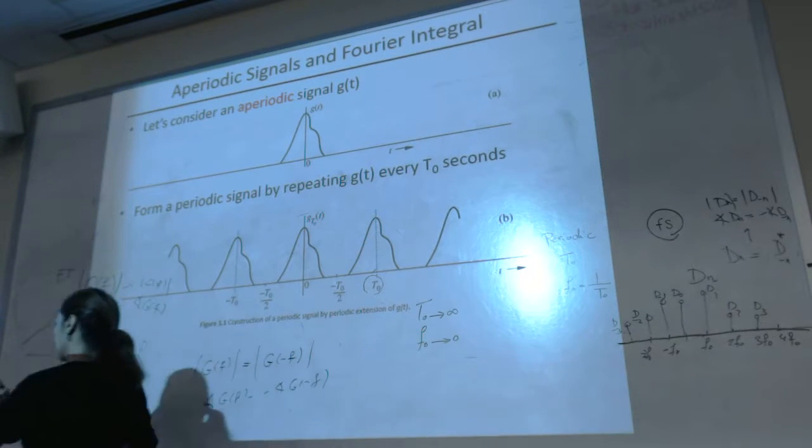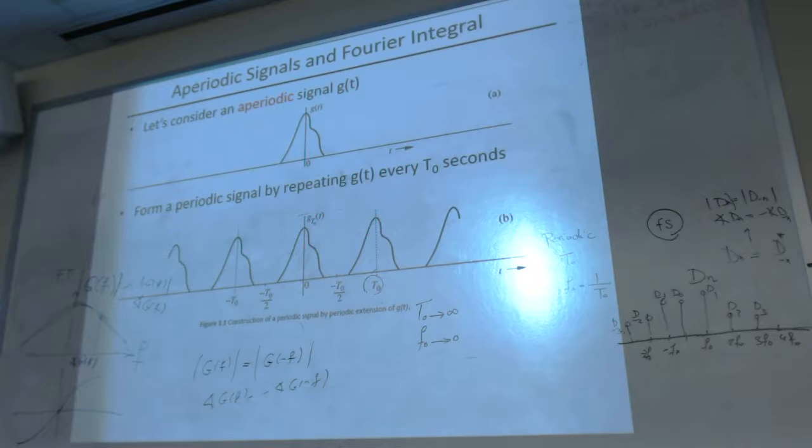So this is the question: as T naught goes to infinity, doesn't the amplitude go to 0, because it's 1 over T naught? I don't understand that. What's 1 over T naught? The amplitude, the Dn. In the formula, you mean? Yeah, so the formula, it changed.